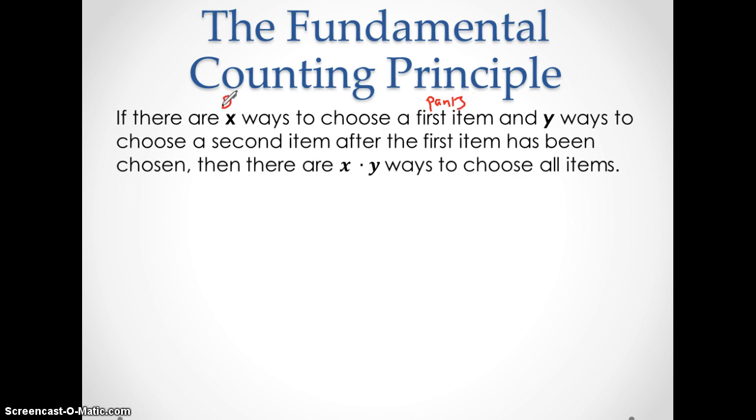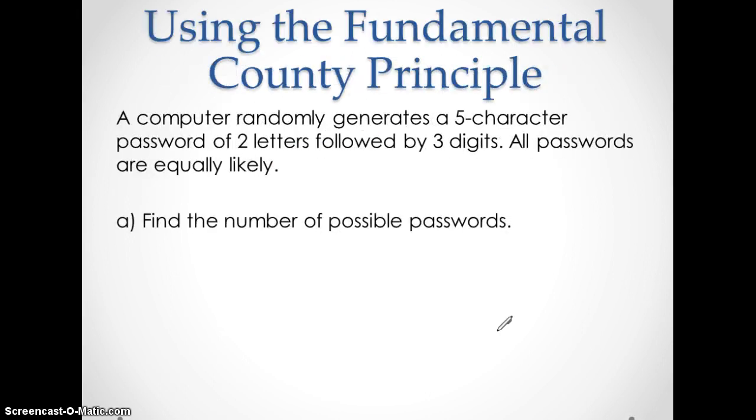So going back, if there are X ways to choose the first item, which were our pants, in which we said there are 2 pairs of pants we had, and Y ways to choose a second item, which were our shirts, and we had 3 shirts to choose from. So you will do 2 times 3. And we had 6 total items. So that's what the fundamental counting principle is. So let's see if you can find all the possible passwords to this problem.